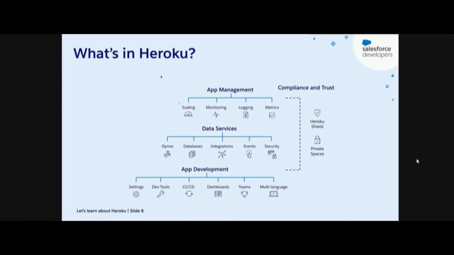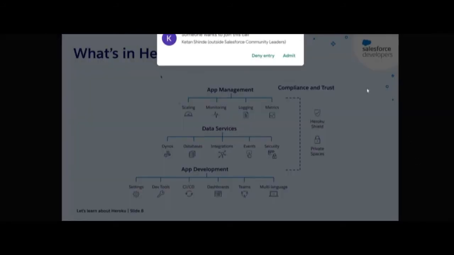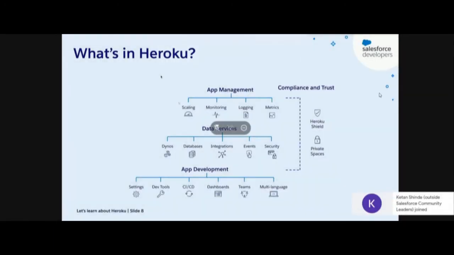And on top of that, we have what we call the app management layer, where you can manage the scaling of your application. You can monitor how your application is behaving, watching certain resources like CPU, memory, response time. You can manage logs for your application. You get metrics, and you can also add third-party services that are created by other companies that are going to be working pretty well with Heroku. Something similar to AppExchange, for example, but for applications on Heroku.